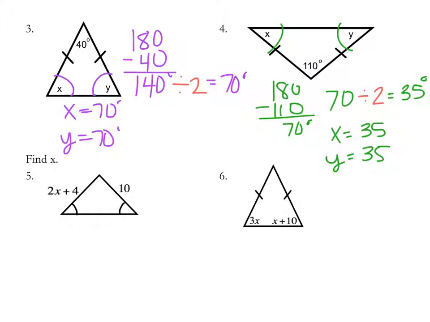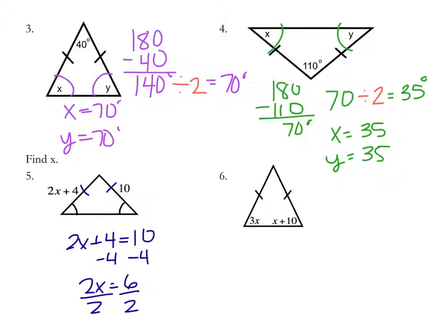So if we look at number 1, this one actually has whoosh marks to start with. So if there's whoosh marks, I get to add tick marks. And then you have to remember what those tick marks tell you. Those tick marks tell me that those two things are equal to each other. They're congruent, so they're equal. So we're just going to set these equal to each other and solve. Subtract 4. 2x is equal to 6, and divide by 2. So x equals 3.